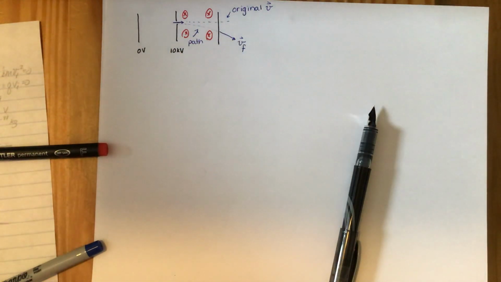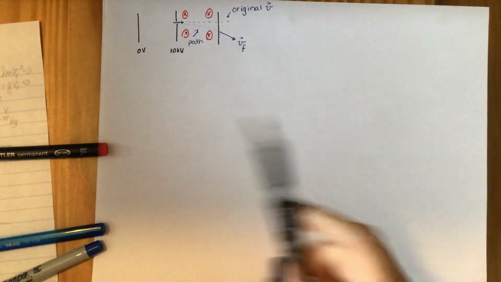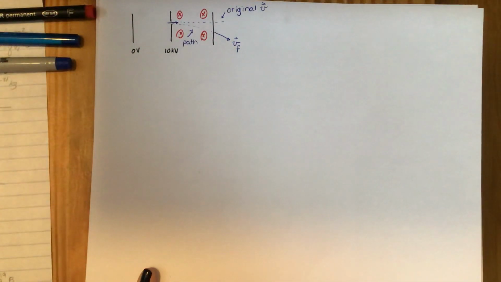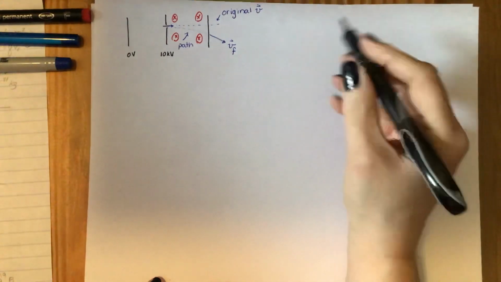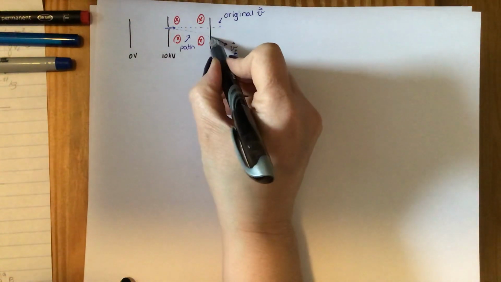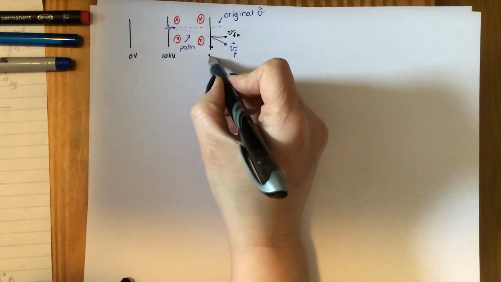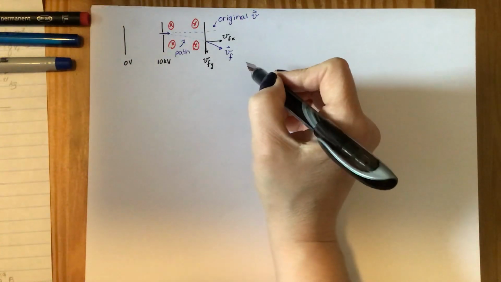So let's now find out that final velocity. What we'll get is, let's see, V final has got an x component, V final x, and it's got a y component, V final y. Our V final x, there's no acceleration in the x direction, so V final x is equal to V initial x.